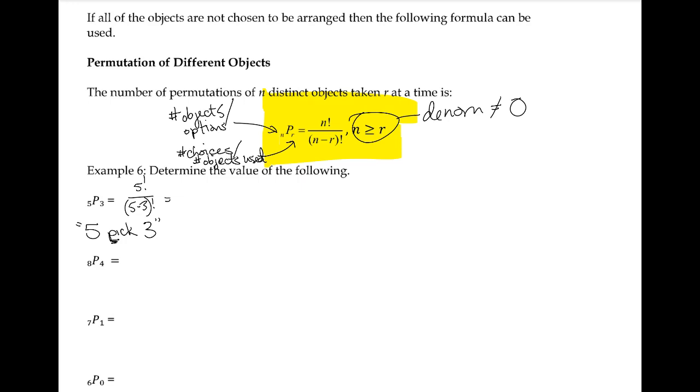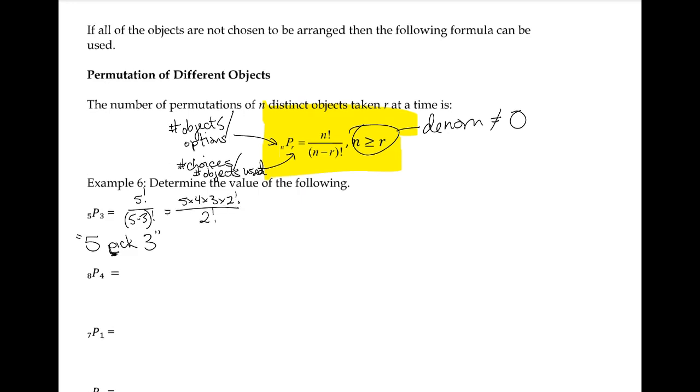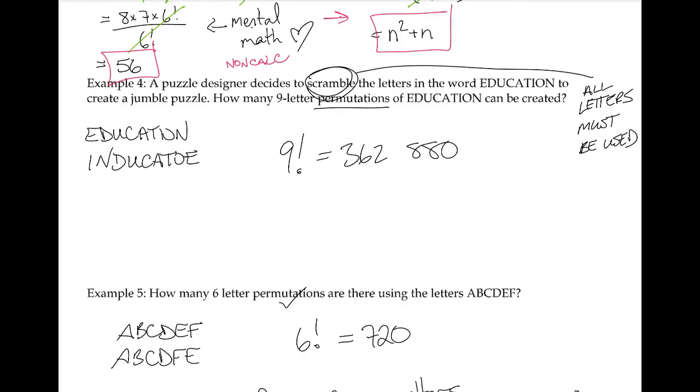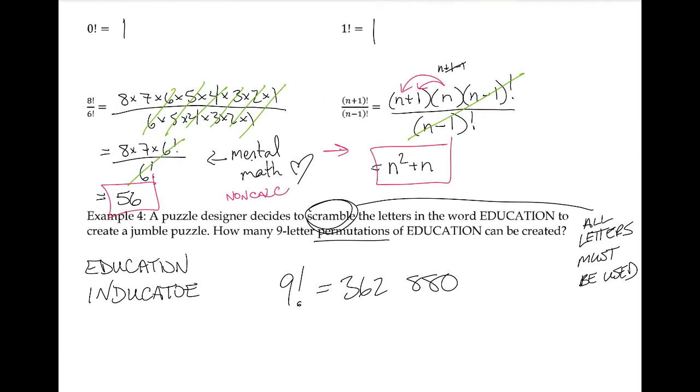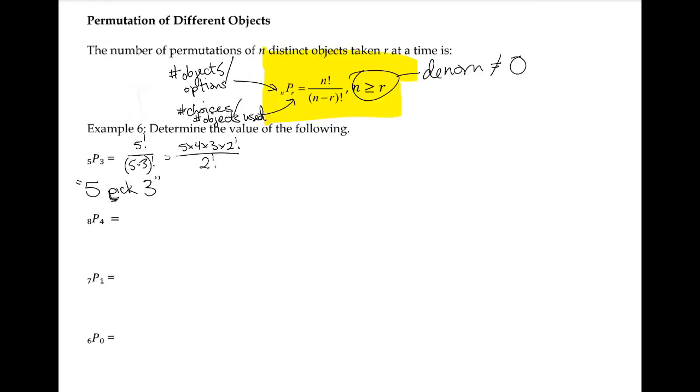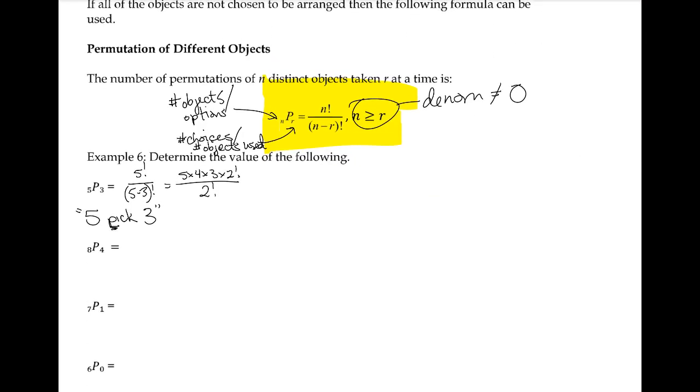From here, I would say, okay, well, 5 minus 3 is 2, so 5 times 4 times 3 times 2 factorial over 2 factorial. Again, using that strategy that we saw way up here now, where I tried to get to a factorial that can cancel out with my denominator. So I do that, cancel them out, and all of a sudden I've got a manageable 5 times 4, which is 20, times 3 is 60.